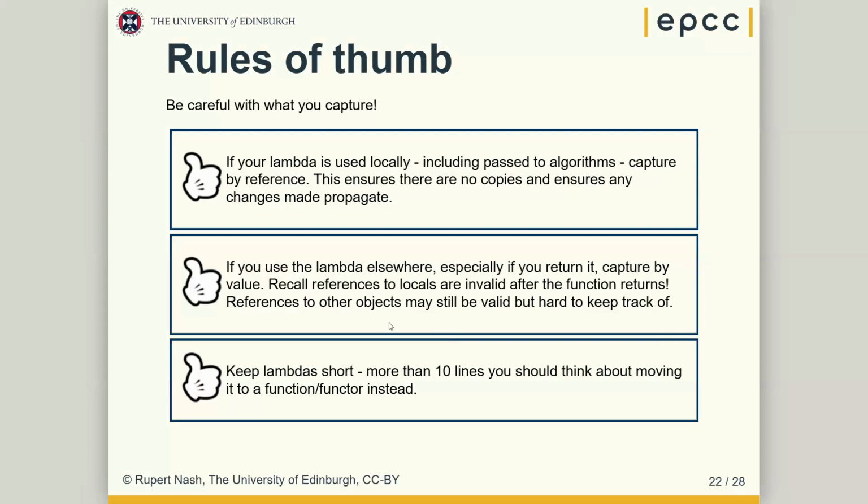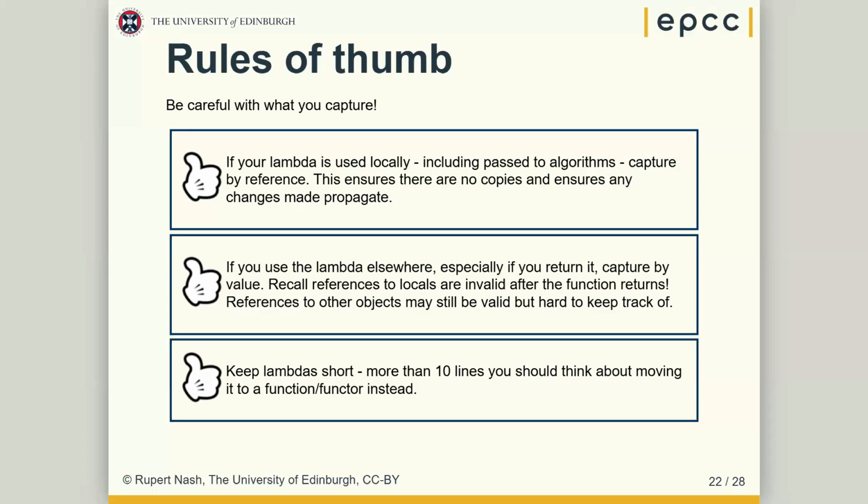Okay. So coming on to what Isaac was getting at a minute ago: if your lambda is used locally, including passed to algorithms, captured by reference ensures there are no copies, and ensures changes can be propagated, so you can do update-in-place type things.